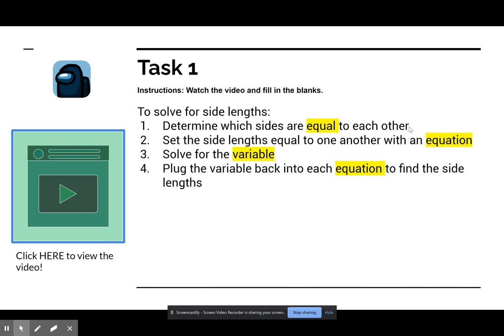The way that we do this is we know that equilateral triangles have all sides equal to each other, and that isosceles triangles have two sides equal to one another. Then you're going to set the side lengths equal to one another with an equation. So you create your own equation, and then you use that equation to solve for the variable. Once you have found the variable, you can plug that variable back in to each of the equations on the side lengths to find the actual value.